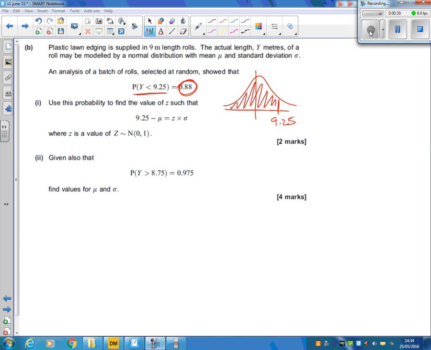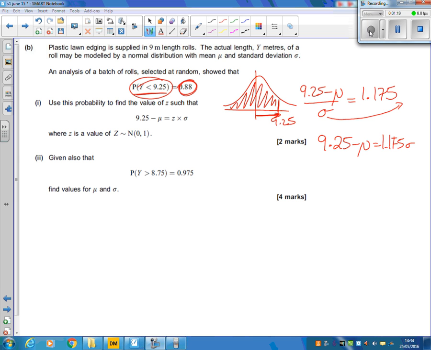So you're looking up in your backwards normal tables, and you can see that 0.88 gives us 1.175 standard deviations, and we can see that we're above the mean from the picture. So our standardizing of this is 9.25, take away the mean, divided by the standard deviation, equals that. Just multiply up your standard deviation there, and we've got 9.25 take away the mean equals 1.175 sigma.